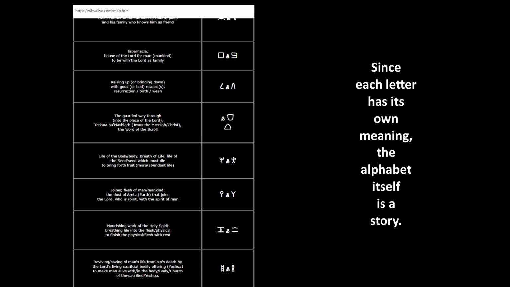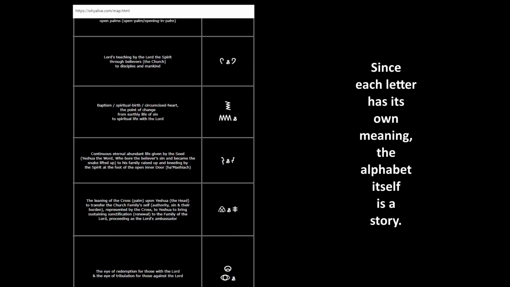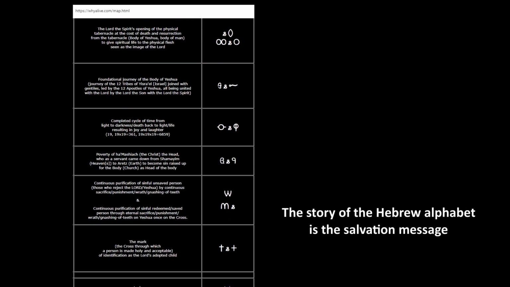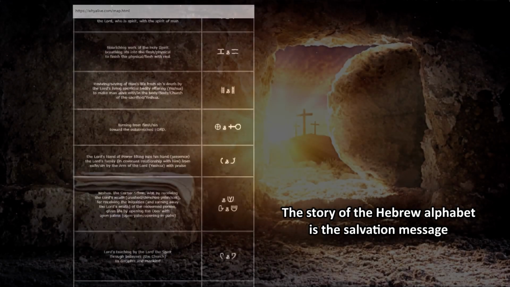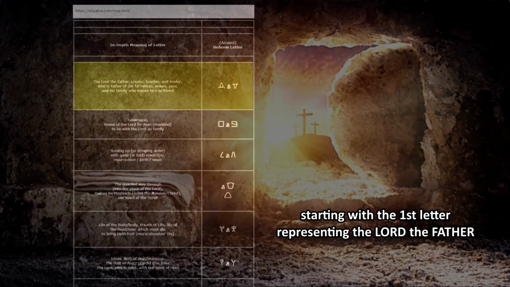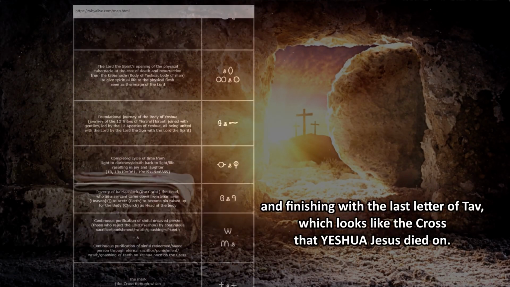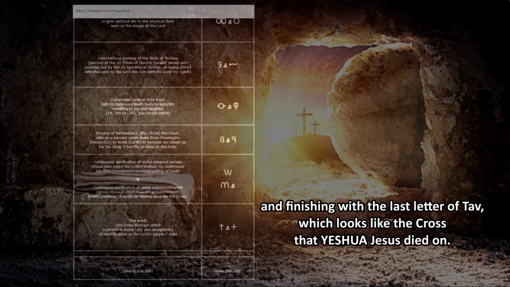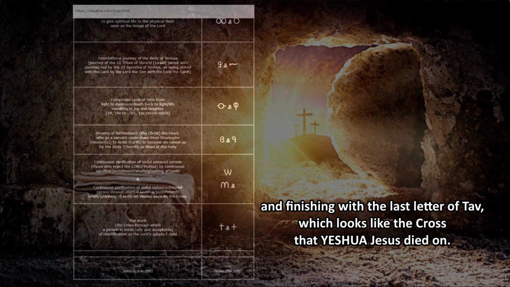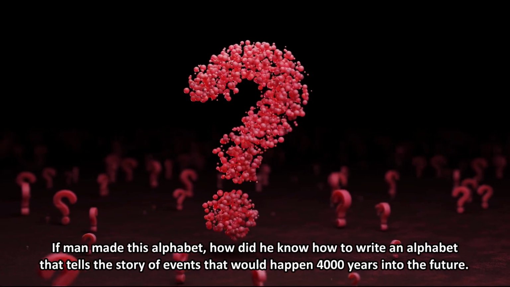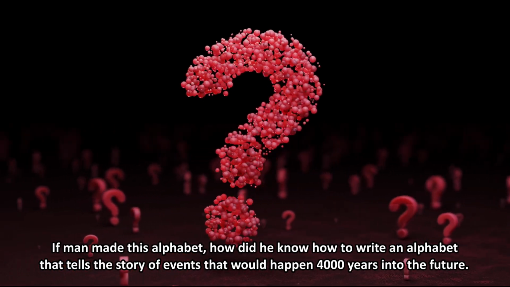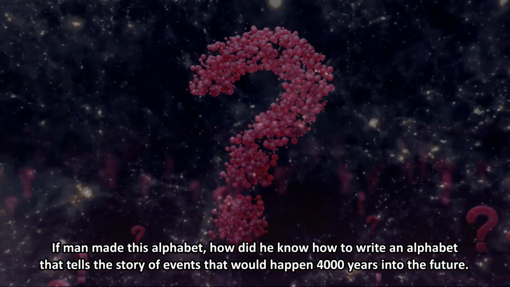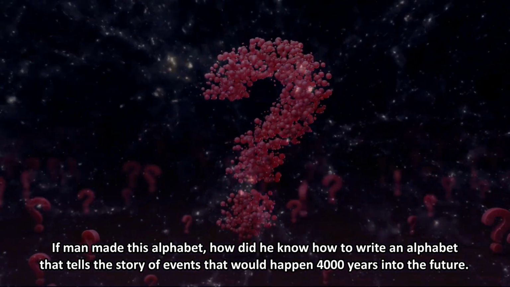Since each letter has its own meaning, the alphabet itself is a story. The story of the Hebrew alphabet is the salvation message starting with the first letter representing the Lord the Father and finishing with the last letter of Tav, which looks like the cross that Yeshua Jesus died on. If man made this alphabet, how did he know how to write an alphabet that tells the story of events that would happen 4,000 years into the future?